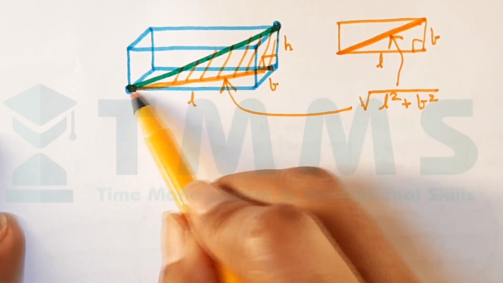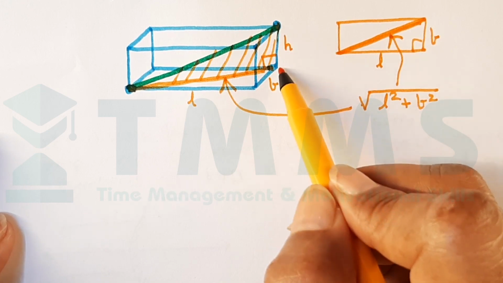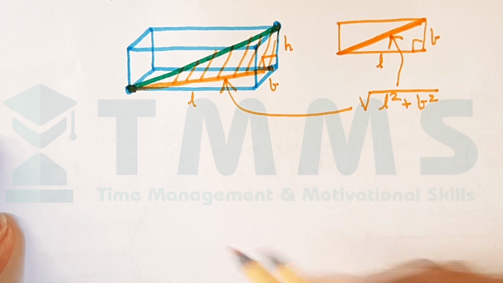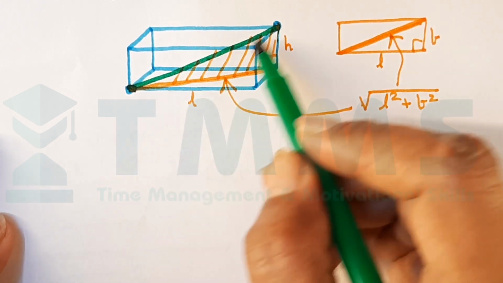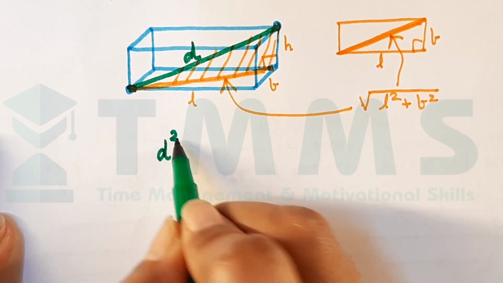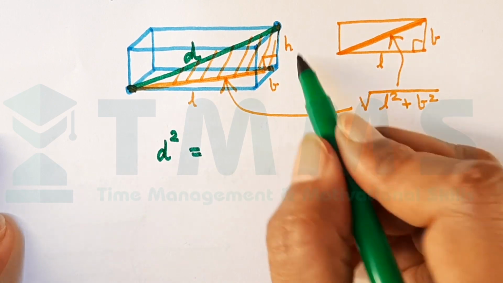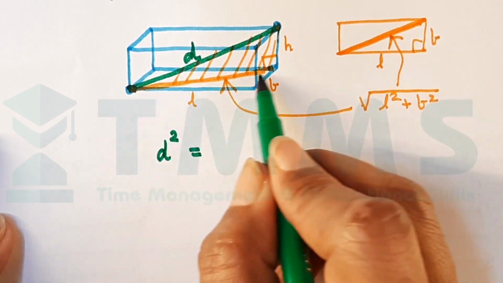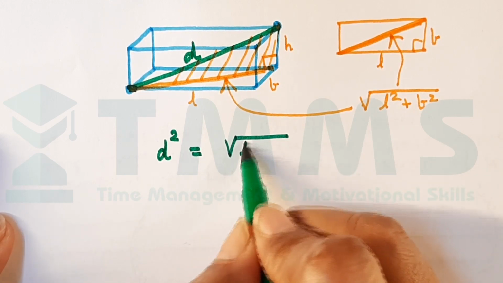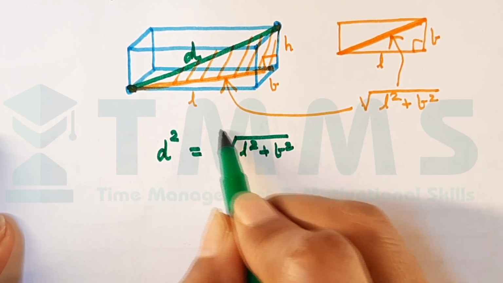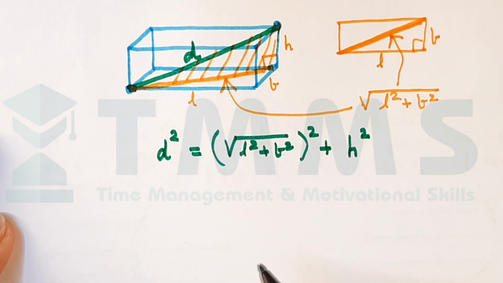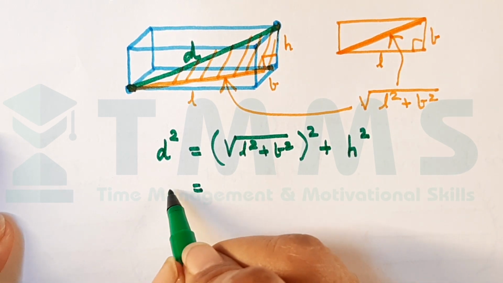This is also a right triangle with one side as H and the other side as under root L square plus B square, correct? This green one becomes the diagonal, which is going to give us D square is equal to this square plus this square. This side square will be under root L square plus B square whole square plus H square. You're with me?